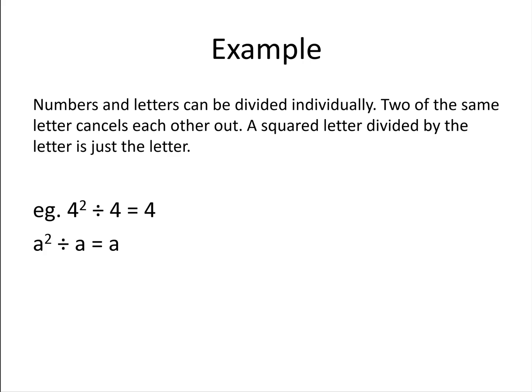Let's look at an example. I will start by dividing the numbers. 6 divided by 2 is 3. Y squared divided by y equals y, because the square divided by the base letter will equal that letter. And then z divided by z, any number divided by itself will give me 1. So that will give me 3y.